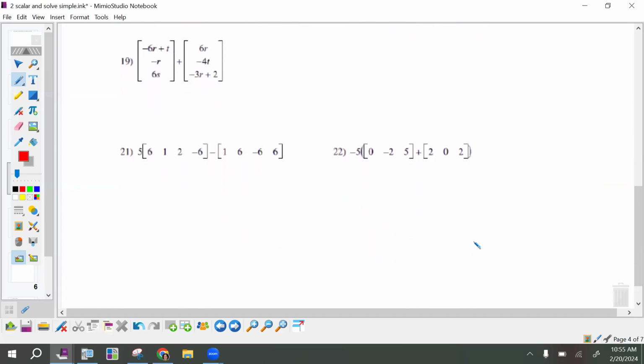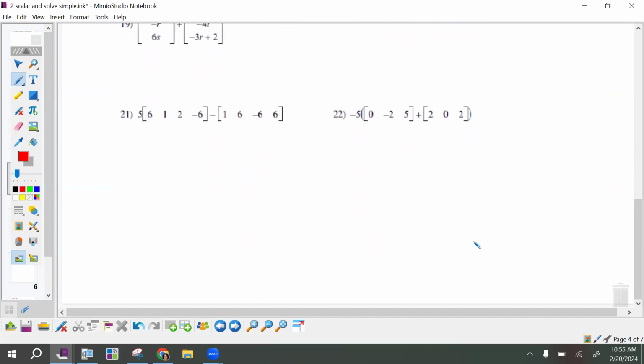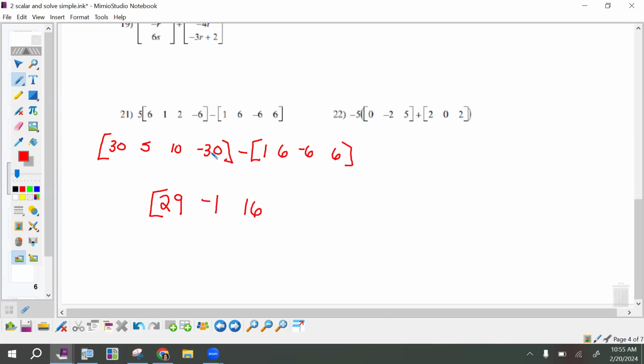All right, let's look at 21 for some order of operations here. We've got a scalar on the first matrix. All right, so when we subtract 30 minus 1, 5 minus 6, 10 minus -6, -30 minus 6.